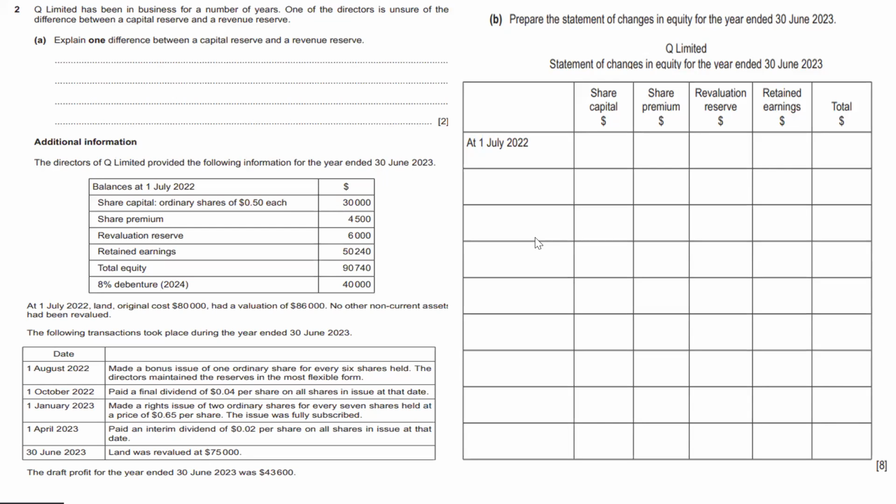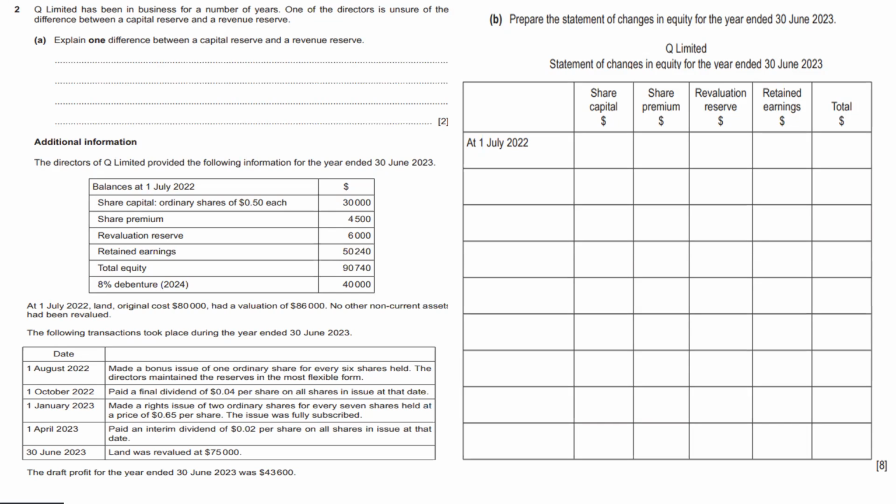So basically, we are doing October, November 2023, paper 21. Question number 2. Can you read the question, please? Explain one difference between a capital reserve and a revenue reserve. So what is the difference between a capital reserve and a revenue reserve?